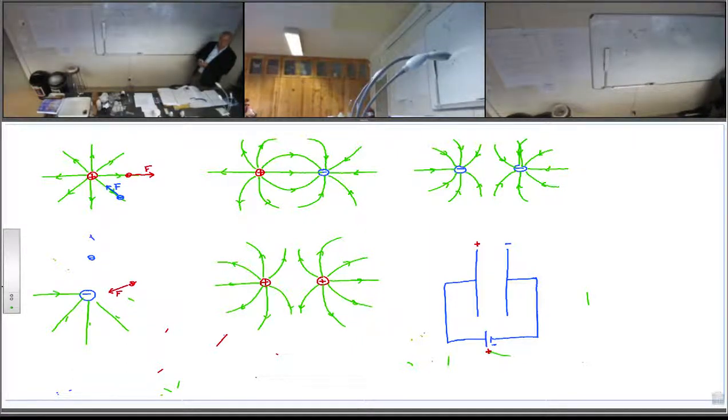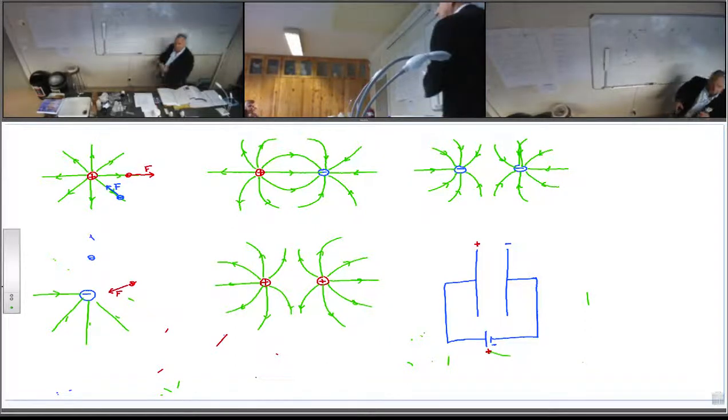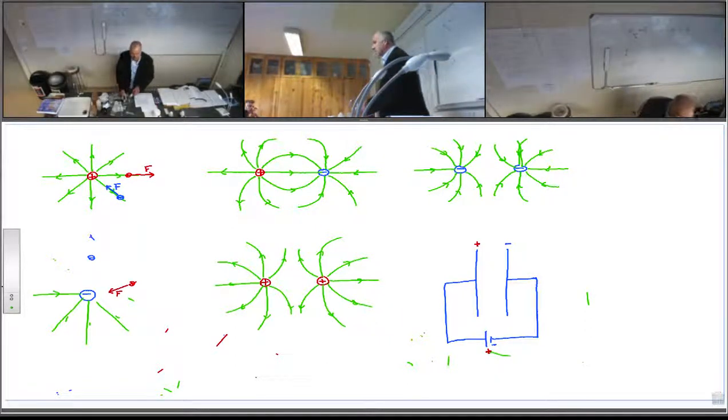What is the first requirement for a current to flow? A complete circuit of conductors. Do I have a complete circuit in this area? No, I've got a big gap here. There's air. Okay? So, no. But what happens is this plate becomes positive, this plate becomes negative. If I were to connect them, yes, then current would flow. But as it is at the moment, current can't flow. But it doesn't mean that an electric field can't be set up.